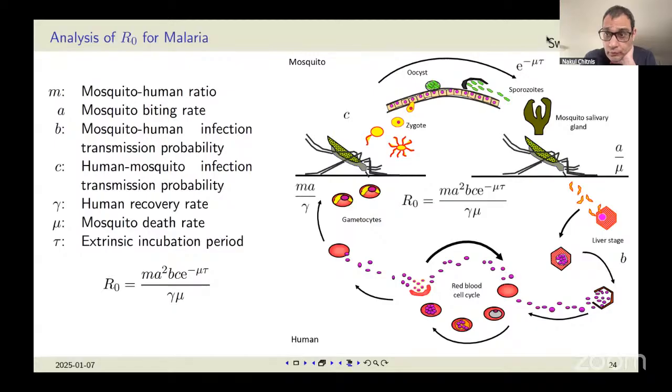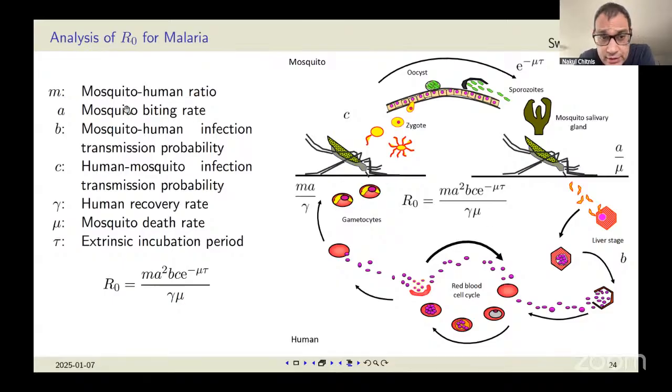So this is a schematic of the malaria life cycle. When an infectious mosquito bites a human, there's a probability B that leads to the infection taking place in the human. The parasite then infects the red blood cells. It makes the person sick. If the recovery rate is gamma, and you saw this in the talks yesterday on compartmental models, like the SIR models, then 1 over gamma is the duration of the infectious period.